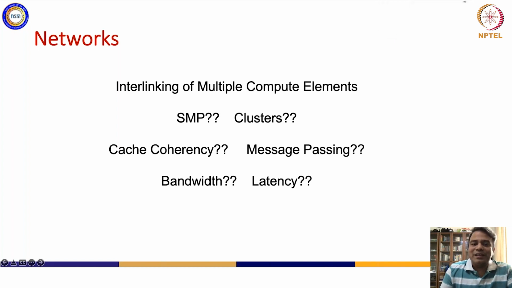When you have more and more processors, you need to interlink all of these. You need to interlink multiple compute elements, and then you can share your load across them. So many things came into being. You must have heard the term SMP, symmetric multiprocessing systems. Then clusters came into being. You look at things like cache coherency, and concepts of message passing between various compute elements. And when all these elements come into picture, you look at bandwidth and latencies.